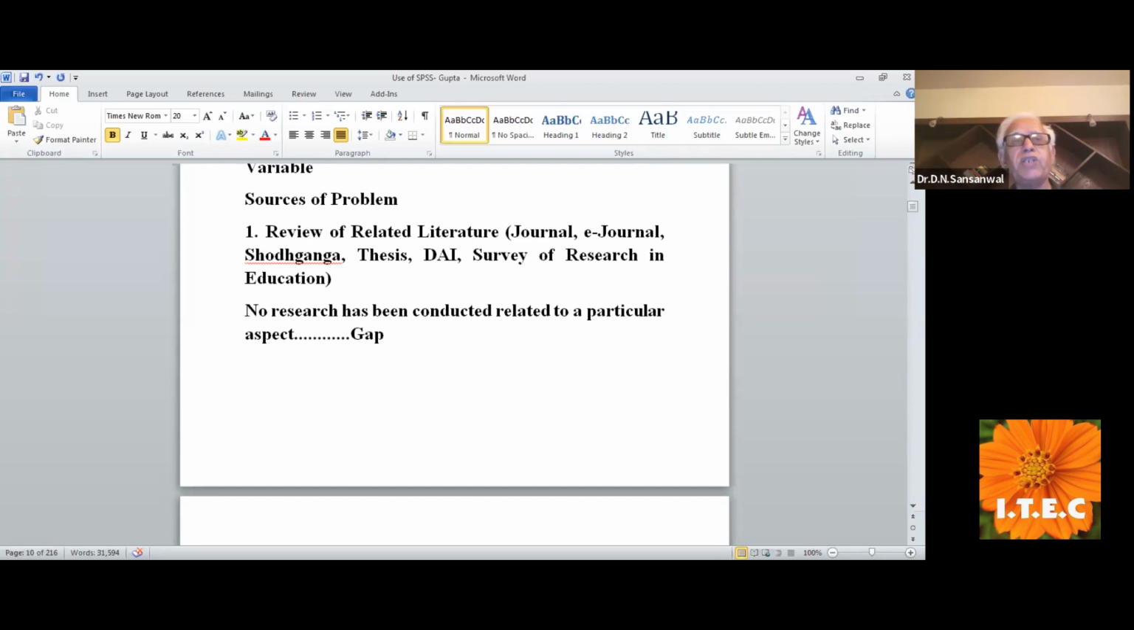Another can be that researches have been conducted. Either no researches have been conducted or researches have been conducted. If a few researches have been conducted, then also there is a need to conduct more researches. Why? Because on the basis of a few researches, it is not possible to generalize. If you want to generalize, you have to have a large number of researches. So therefore, more researches are required.